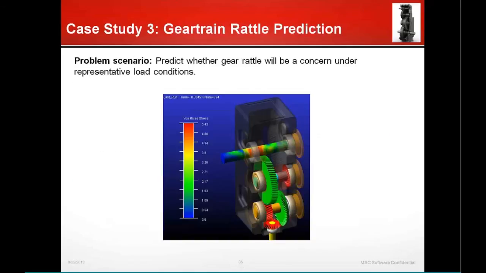And the third case study we performed is about the Geartrain rattle prediction, in which we predict whether the gear rattle will be a concern under representative load conditions. This is an industrial Geartrain model built up within Adams. We made this input shaft flexible using the Adams Flex functionality. And all the rest of the components, like the bearing and the gear, are built up using Adams Machinery.